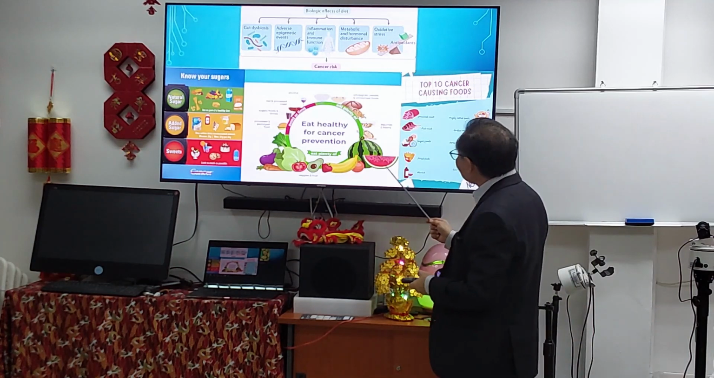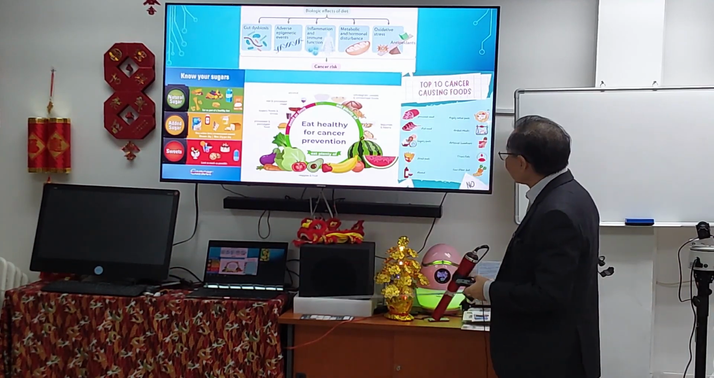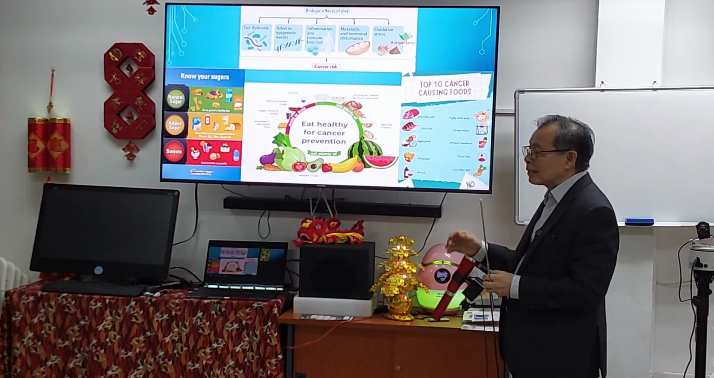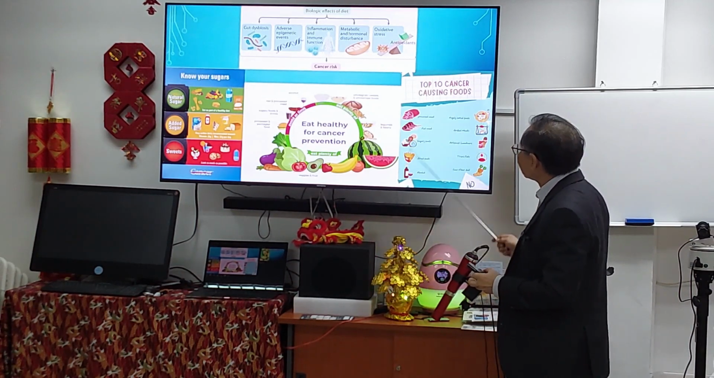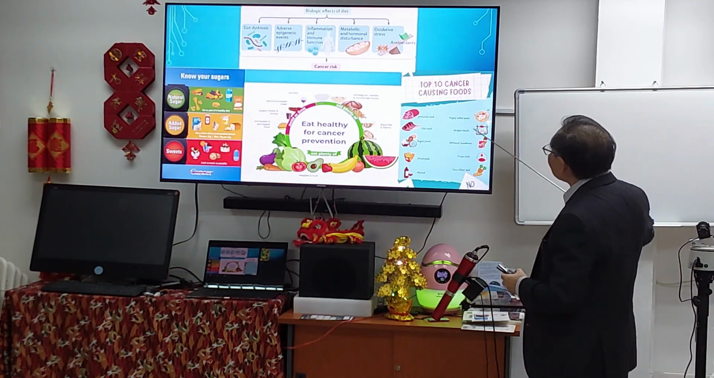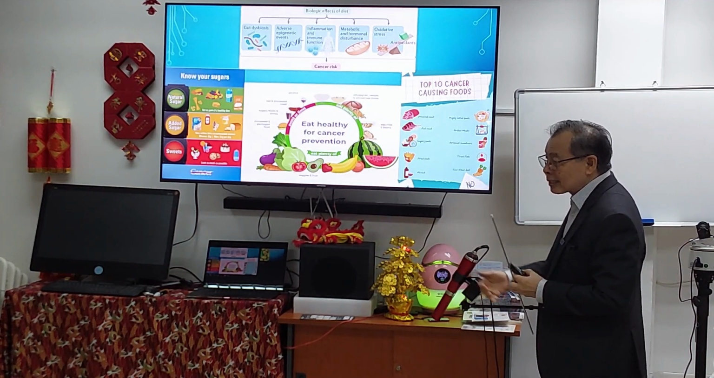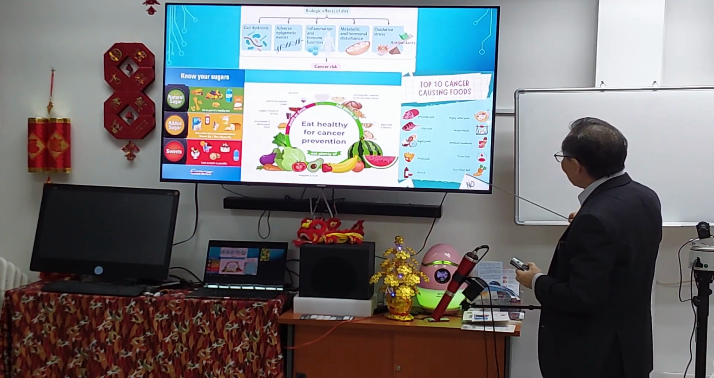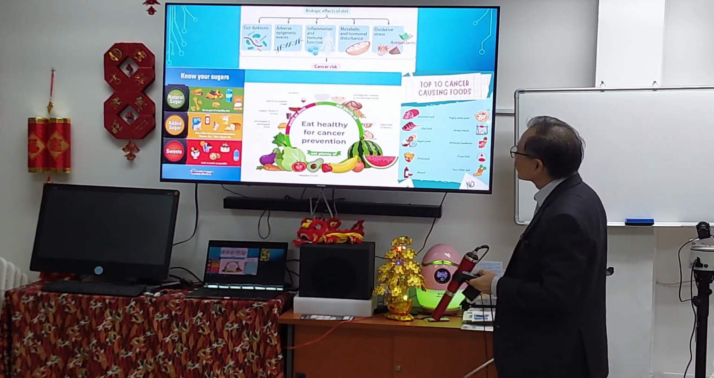Another thing is trans fat. Trans fat is anything that is fried. Any deep fried things, unless you are using lard or coconut oil, which is very stable, become trans fat, which is cancerous. So these are the top 10 cancerous foods. Highly salted. A high salt diet can cause cancer. Remember this: grilled meat, artificial sweeteners, trans fat, low fiber, alcohol, and so forth.